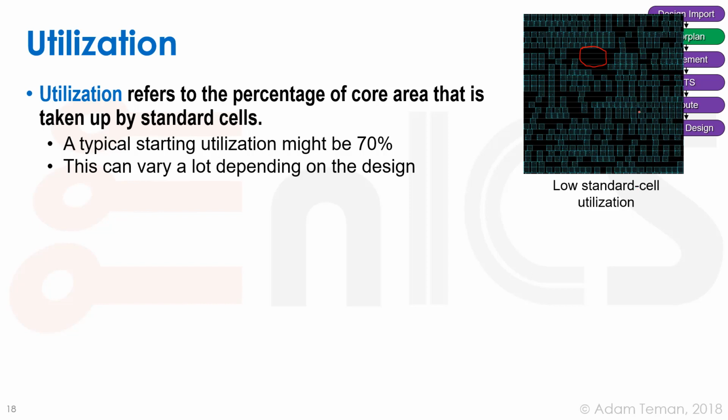And this is a low standard cell utilization. There's a lot of this black area. A starting utilization might be 70%. Why are we going to want to be leaving this type of area? Because, first of all, we may have all kinds of buffering and so forth to add and resizing, but we also need it for routing congestion.